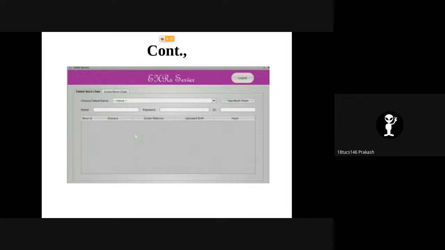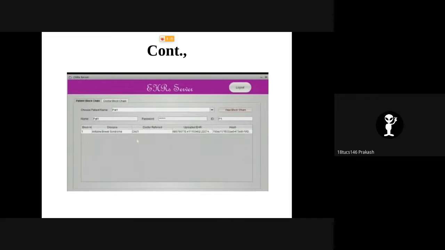We can select the patient name, and if we enter the patient name and password, it will show the details about the patient, the details about the patient's diseases, their bill, etc. This one is the doctor blockchain. It will be the patient blockchain. It will hold the information about the patients that is accessible only by the patient. The doctor blockchain holds the prescription given to the patient, and it will be more secure.